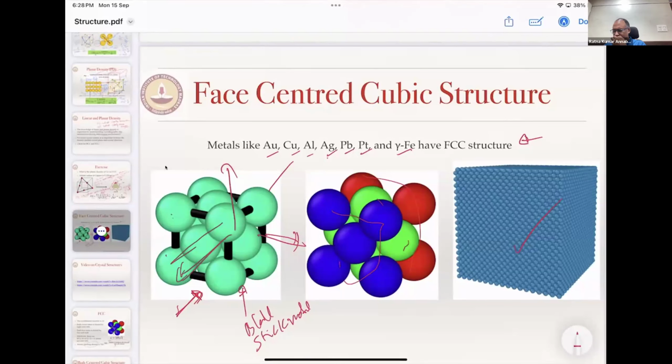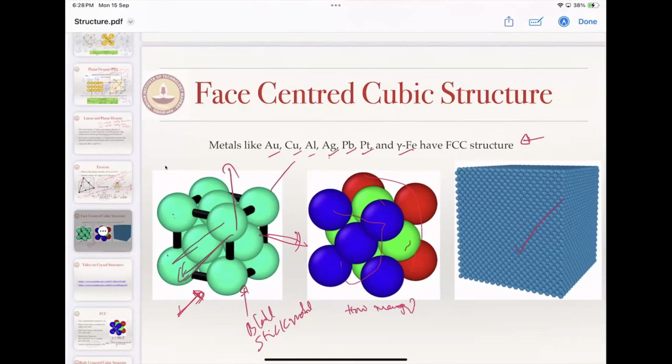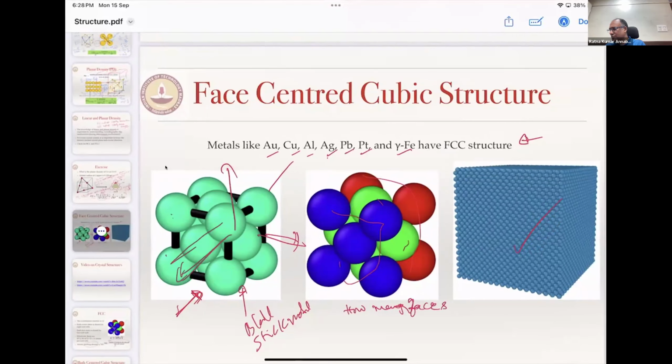Three atoms. Why? How many faces are there? 6 faces. Each face has a face-centered atom that is shared by how many unit cells? 2. That itself is 3, right? And each corner atom is shared by 8. So how many corners are there? 8 corners. 8 into 1 by 8 is 1. So in total, 4 atoms are there in an FCC unit cell.